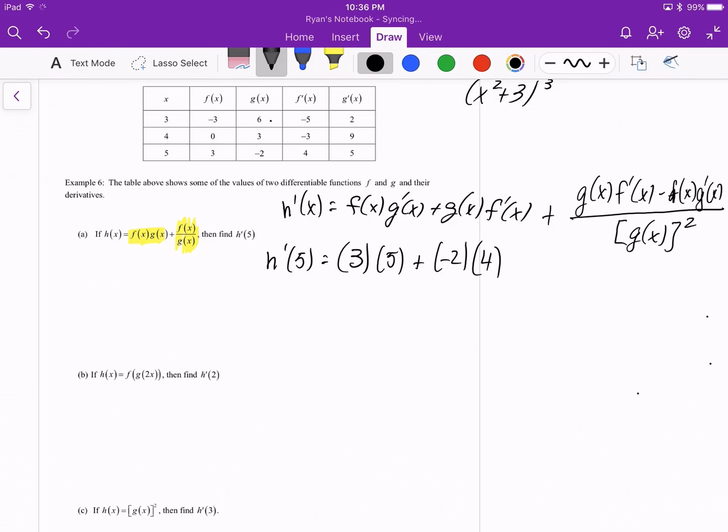Sorry about that. And f prime of 5 is 4. Okay, so there's the first part. And now I'm going to go ahead and plug into the second part of this. So again, g of 5 is negative 2. f prime of 5 is 4.